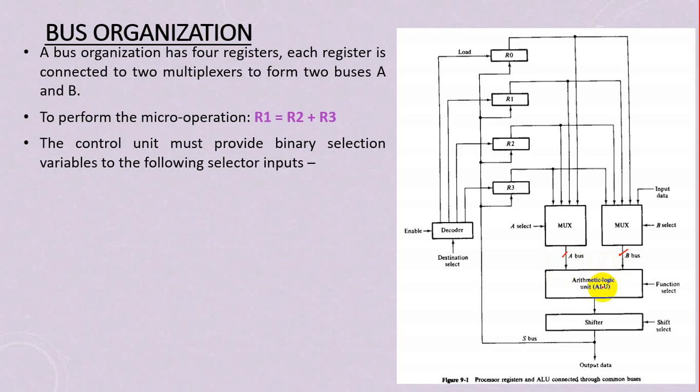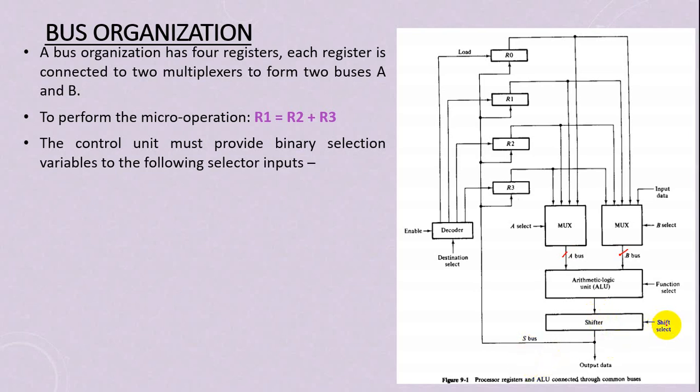Next, what do we need? We need the control signal from the control unit to perform the addition operation. After the addition operation, we use the shifter to shift the result to the output bus, the S bus.